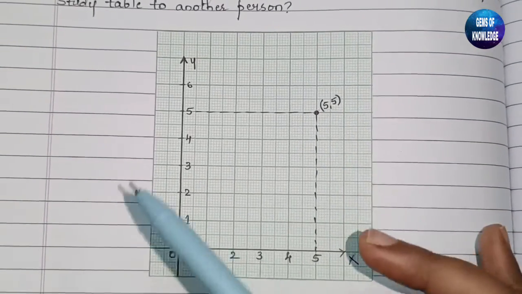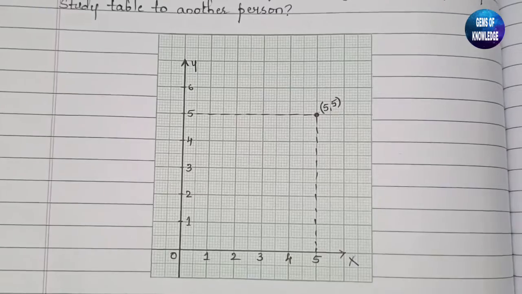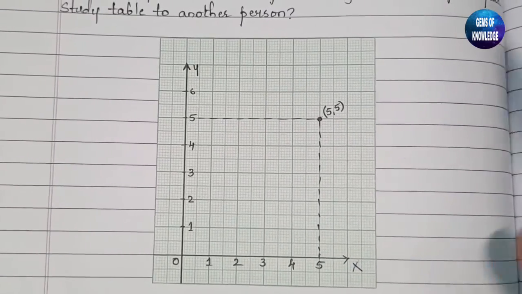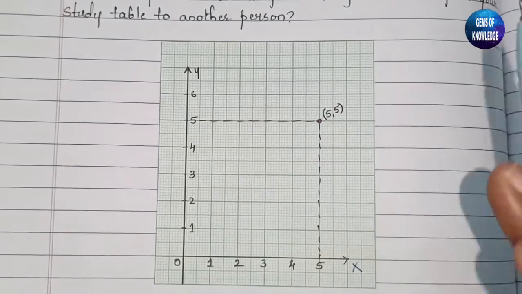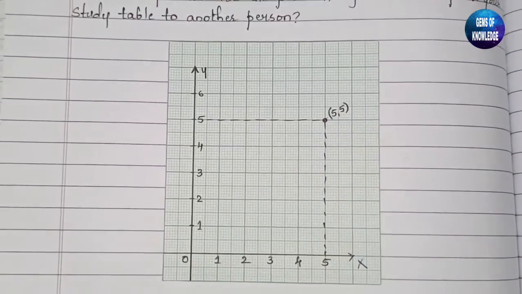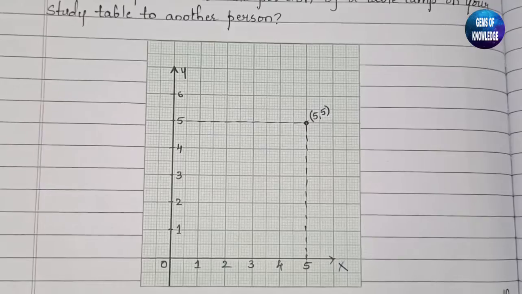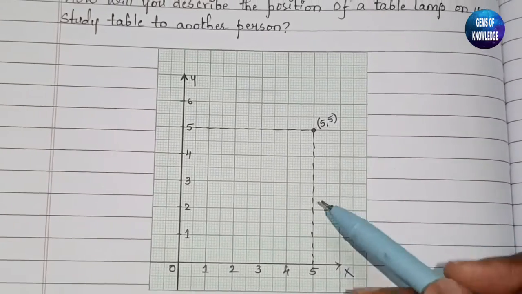Okay, this is just a graphical representation to show the exact point where your table lamp is placed on your study table. Okay, this is just an example. If you want any other points, you can also take.